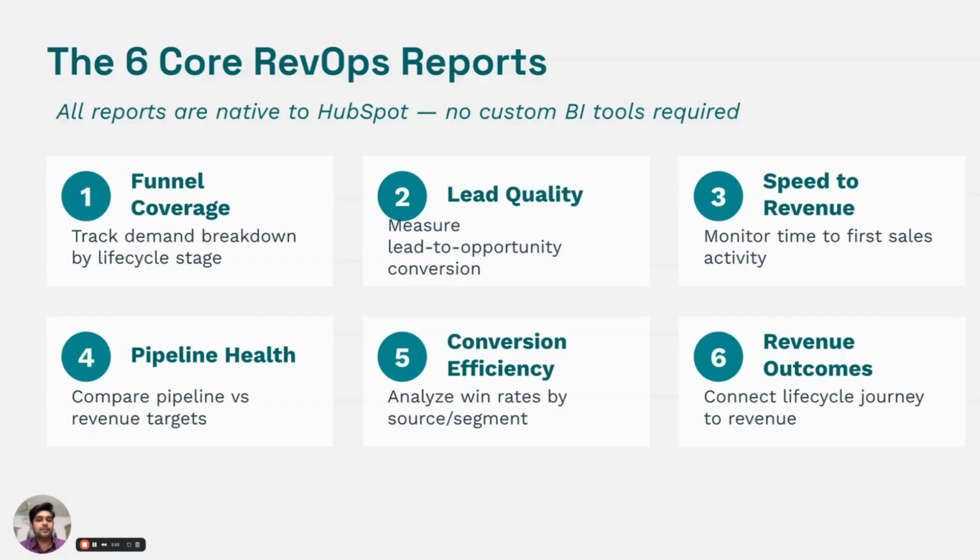Number one, funnel coverage. Track exactly where demand is breaking down by lifecycle stage. Lead quality. Measure your lead to opportunity conversion. This is huge. Speed to revenue. Monitor how fast you're getting that first sales activity. Pipeline health. Compare your pipeline against your revenue targets. Conversion efficiency. Analyze win rates by source, by segment. Revenue outcomes. Connect the lifecycle journey all the way to closed revenue. 6 reports, that's it. Now let's break down one by one.